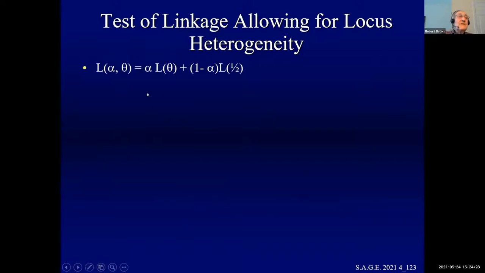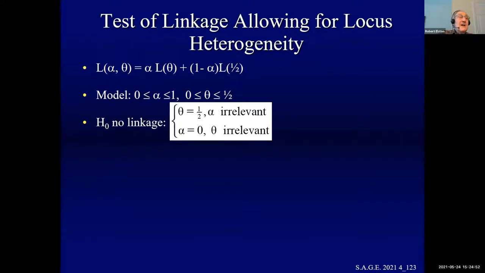So let's try again, test of linkage allowing for locus heterogeneity. We're going to use this same model. We're going to assume there's a proportion alpha of the families with this recombination fraction, a proportion 1 minus alpha that are completely unlinked. So the complete model is that alpha lies somewhere between 0 and 1, and theta lies somewhere between 0 and a half. Now, notice that if theta is a half, alpha is irrelevant. Alpha here will be 1, obviously, because it'll all be here. On the other hand, if alpha is 0, theta is irrelevant. If alpha equals 0, this is just 1, it's the likelihood at a half.